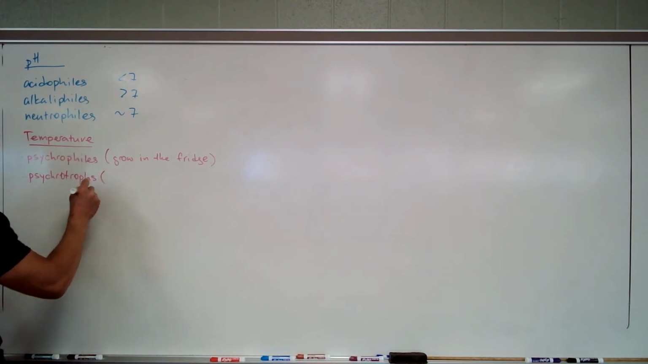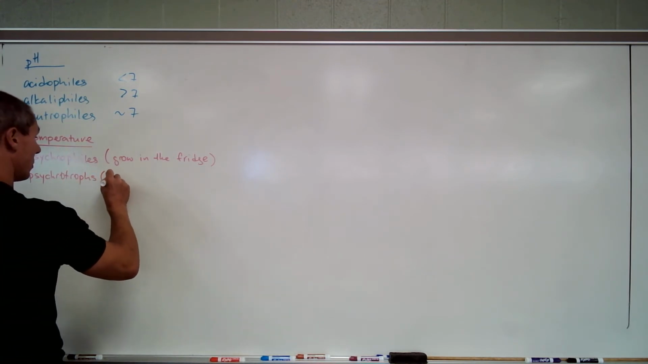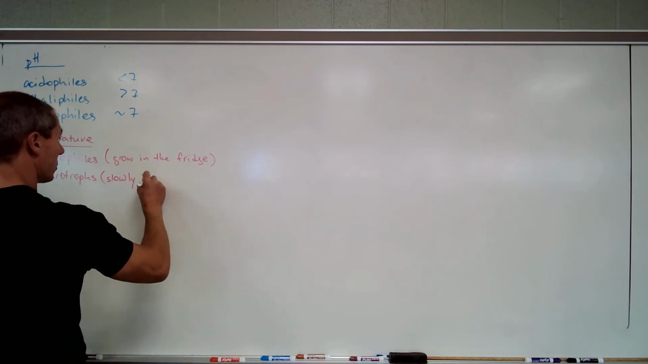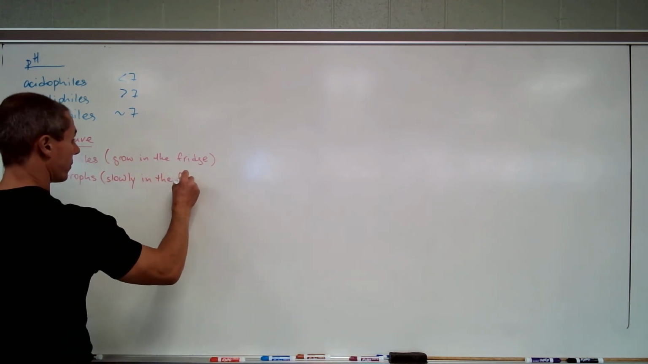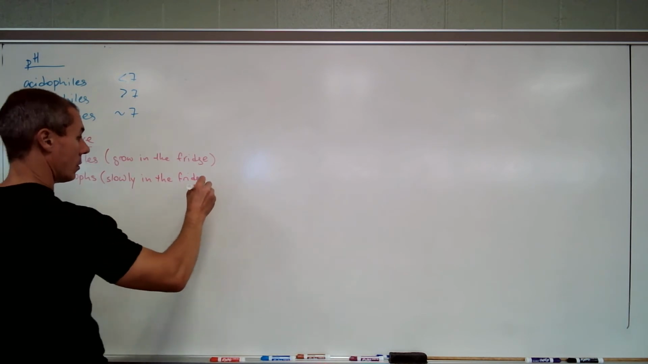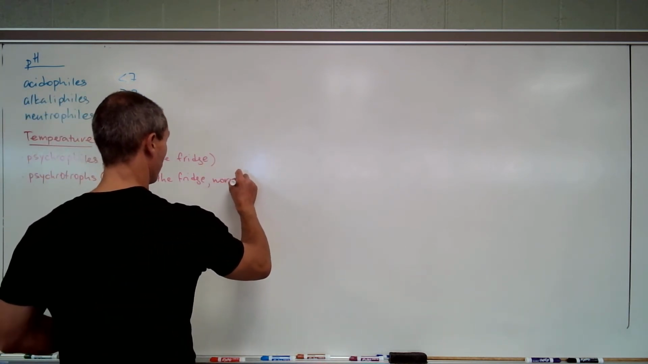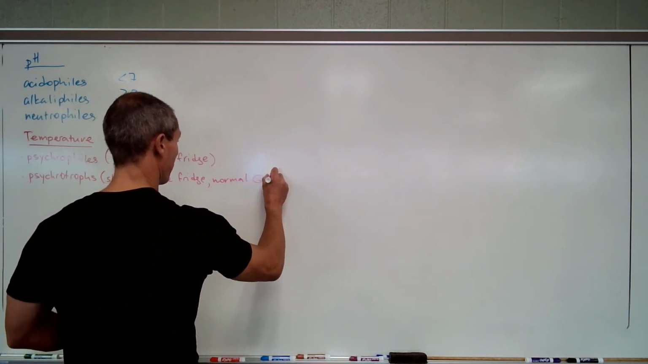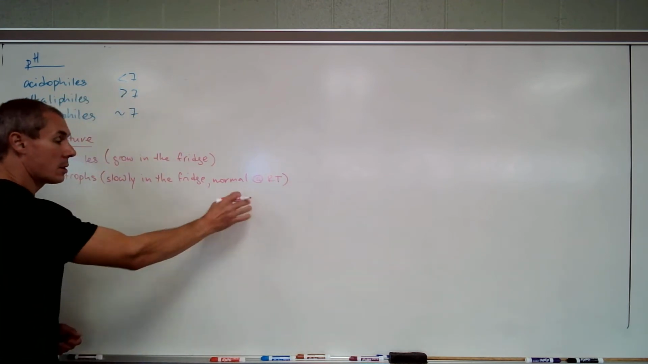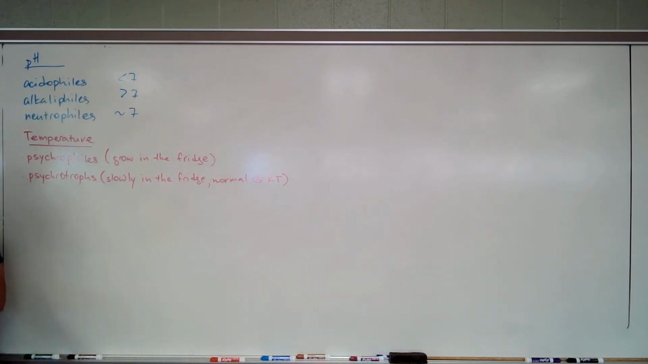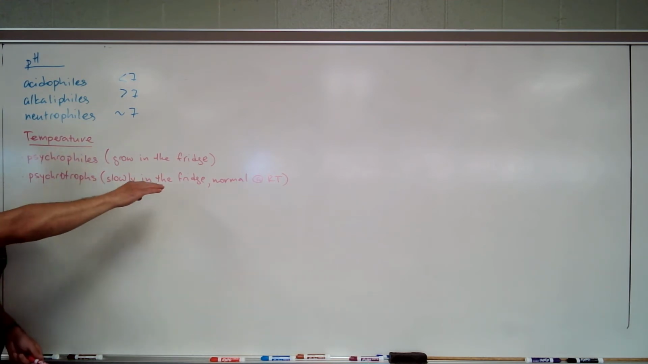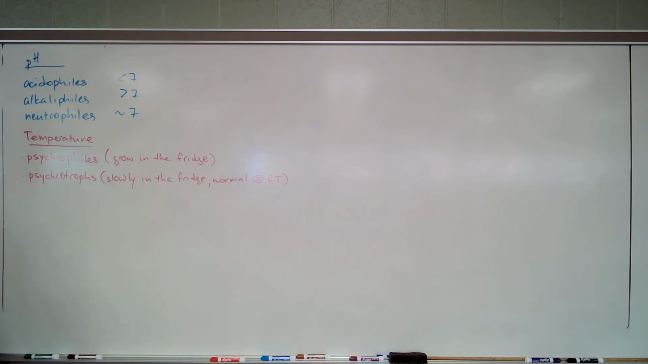Psychrotrophs. Slowly grow in the fridge. Normal growth at room temperature. So this is the problem. These microorganisms can spoil food. You put the food in the fridge, but they keep on growing. Does that make sense? Listeria monocytogenes is a famous psychrotroph.